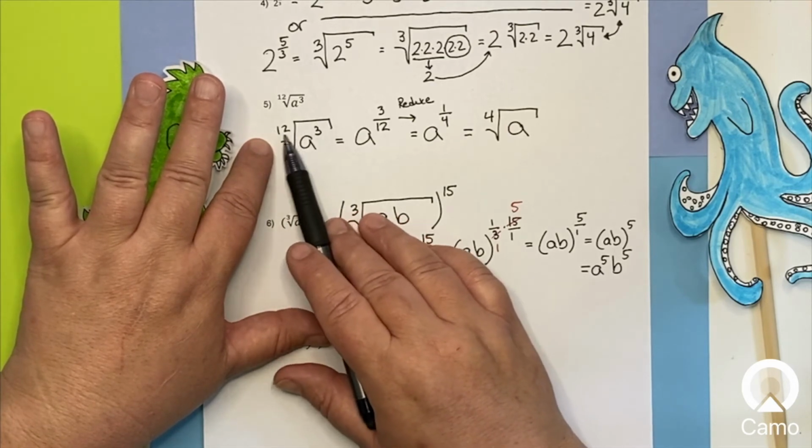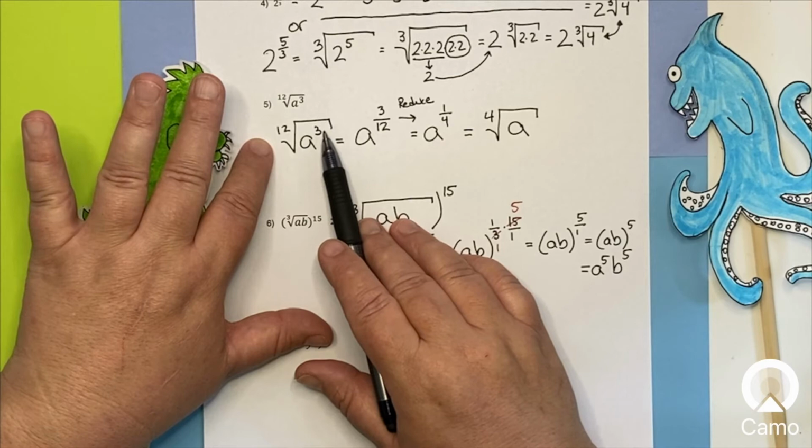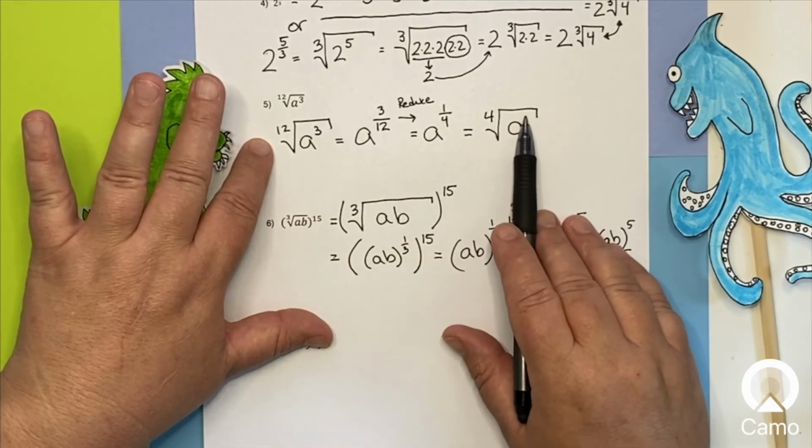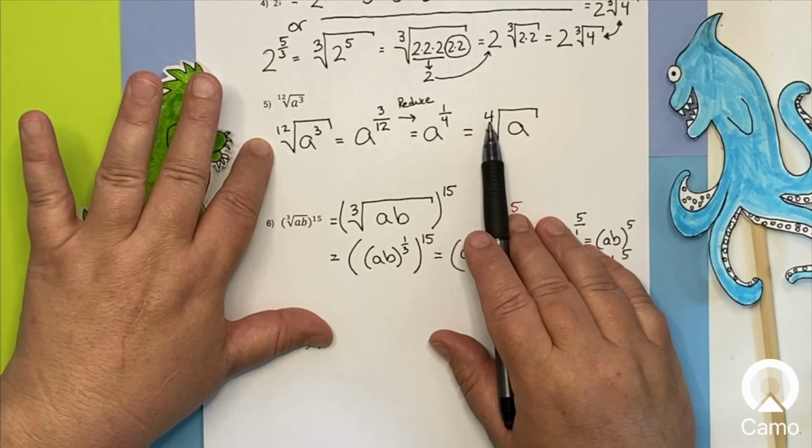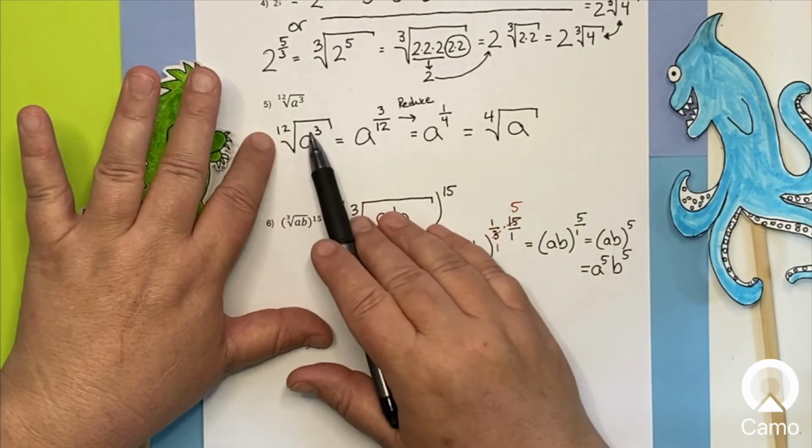Can you see how you could reduce the 12 into 3 and end up with a to the 1st power inside and the 4th root on the outside? See how we could do that? You can kind of cancel.